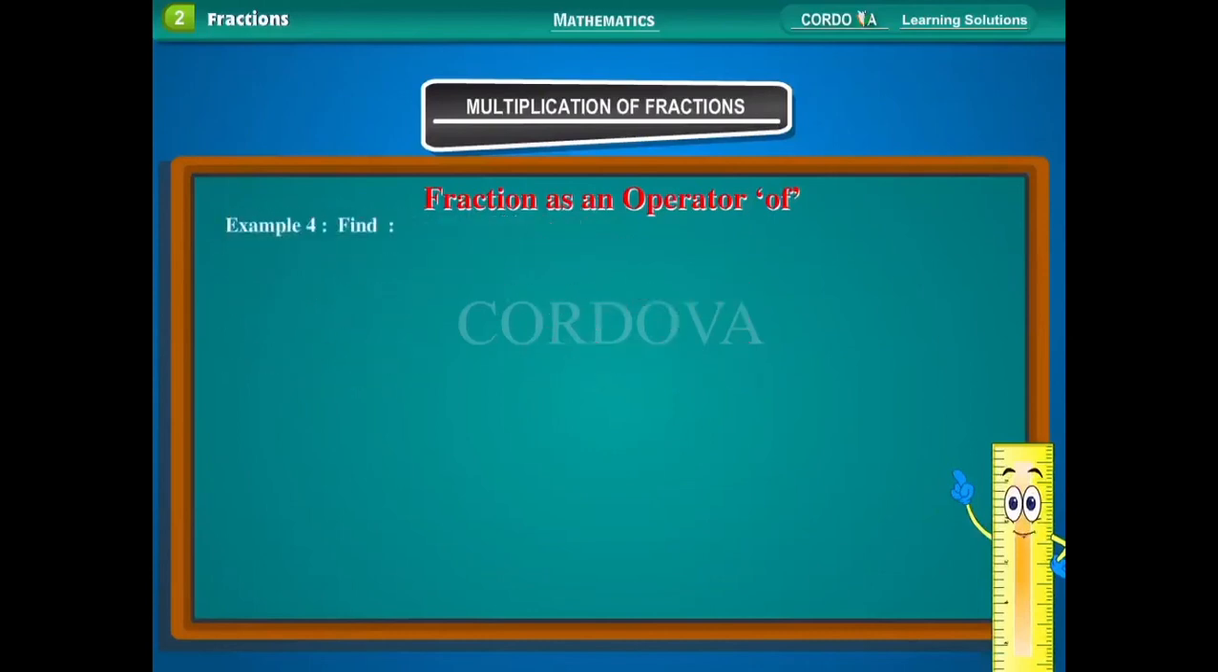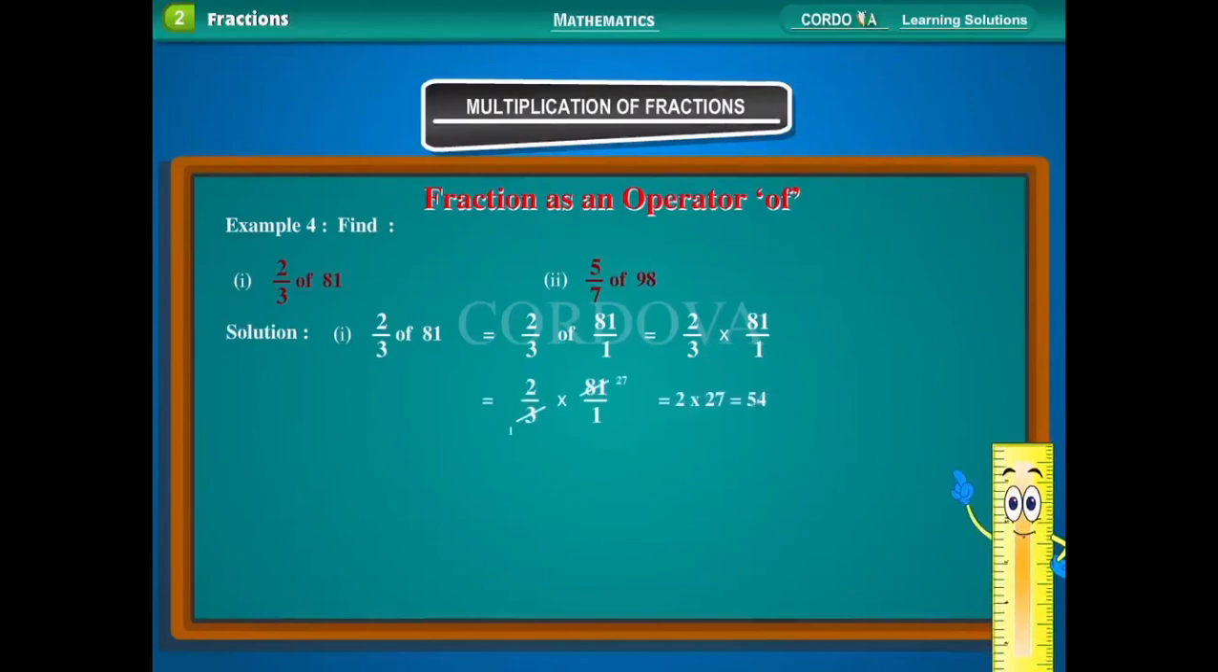Example 4. Find 2/3 of 81, 5/7 of 98. Solution. 1. 2/3 of 81 is equal to 2/3 of 81/1, which is equal to 2/3 into 81/1, which is equal to 2 into 27, which is equal to 54. 2. 5/7 of 98 is equal to 5/7 of 98/1, which is equal to 5/7 into 98/1, which is equal to 5 into 14, which is equal to 70.